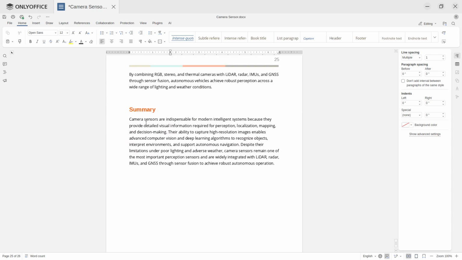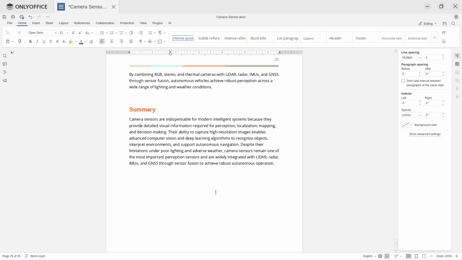Now, what is the summary? Camera sensors are indispensable for modern intelligent systems because they provide detailed visual information required for perception, localization, mapping and decision making. Their ability to capture high resolution images enables advanced computer vision and deep learning algorithms to recognize objects, interpret environments and support autonomous navigation. Despite their limitation under poor lighting and adverse weather, camera sensors remain one of the most important perception sensors and are widely integrated with LiDAR, radar, IMUs, GNSS through sensor fusion to achieve robust autonomous operation.